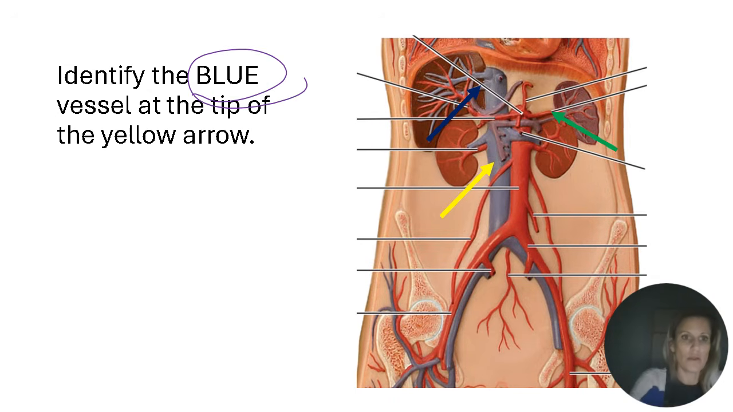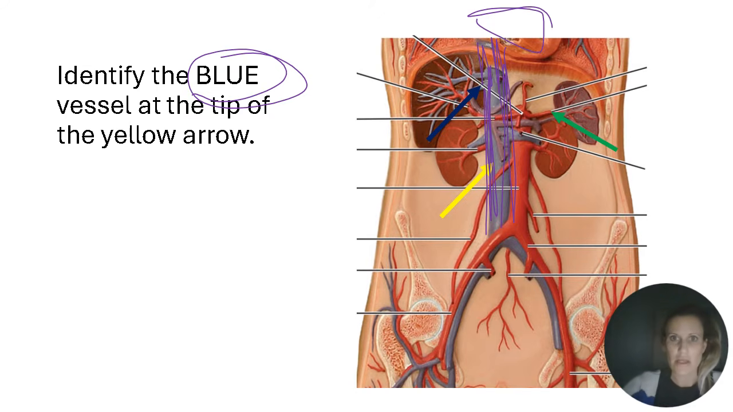Identify the blue vessel at the tip of the yellow arrow. So finally, we're getting some veins in here. This yellow arrow is pointing to this large vein right here. This is the vein that goes into the bottom of the right atrium, right?